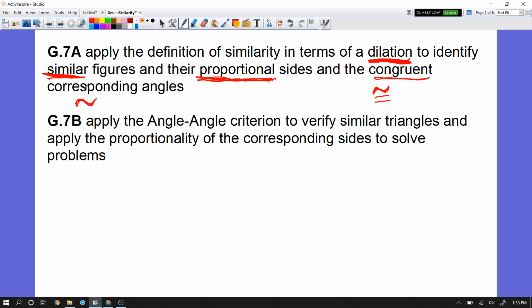Corresponding angles: anytime we're looking at two shapes that are similar, let's say that these are similar, we know this angle is congruent to that one. We know that each of the angles are going to be congruent to the other figure. Corresponding angles is if I say I'm looking at that angle, then I'm also talking about that angle. The same thing applies to the sides.